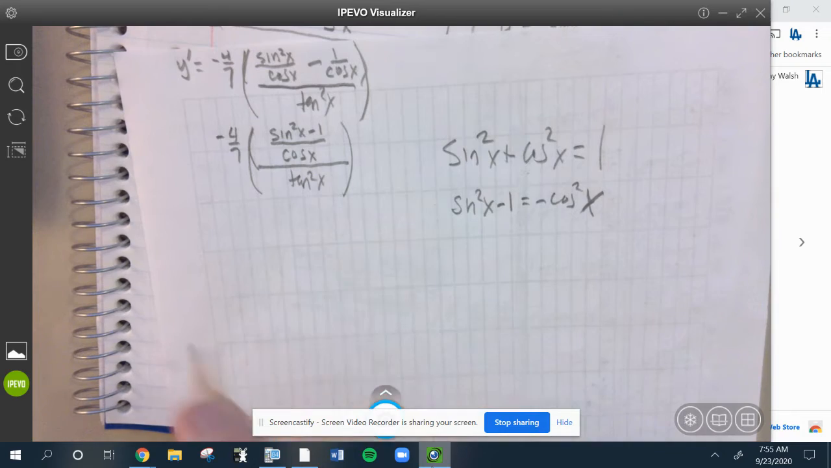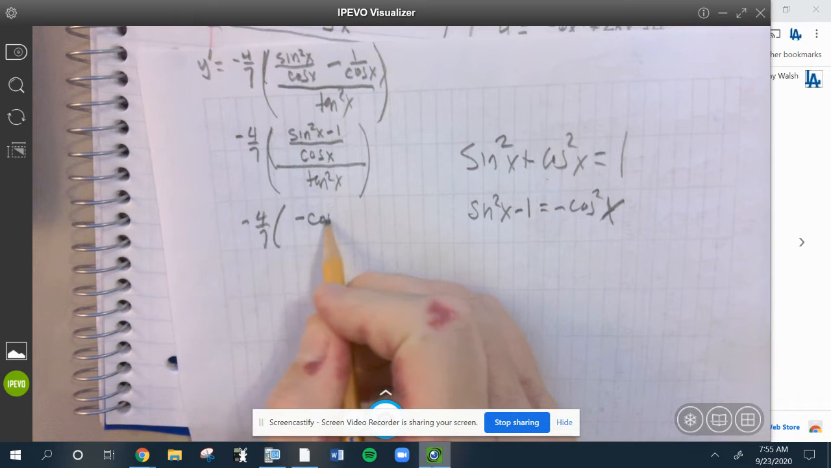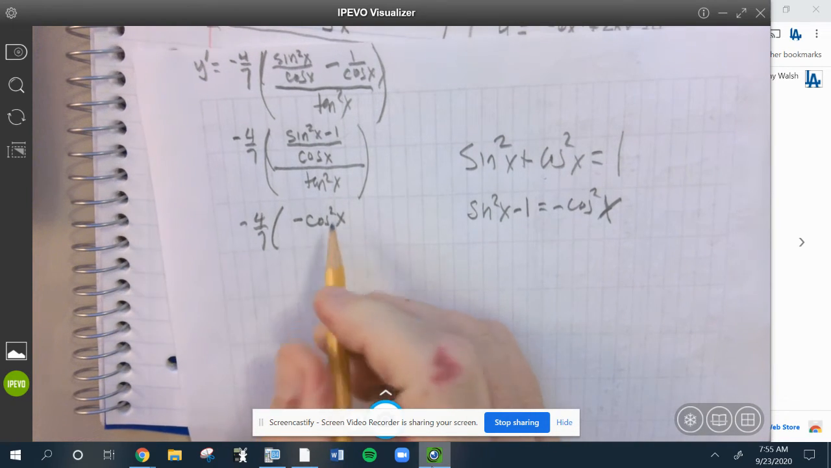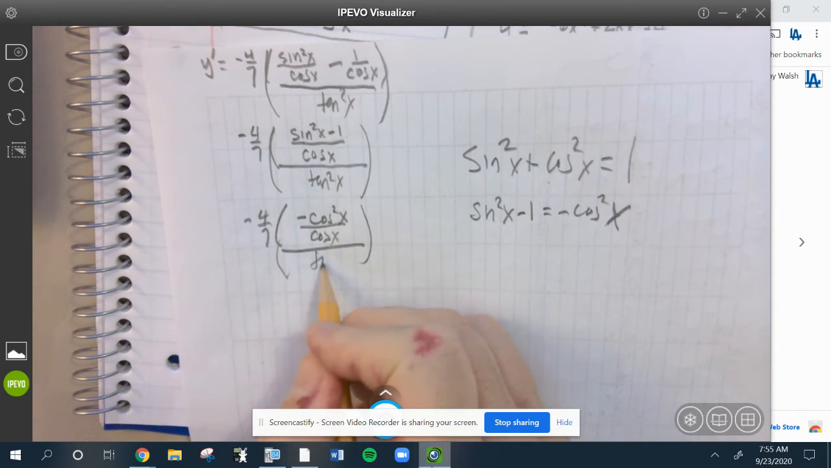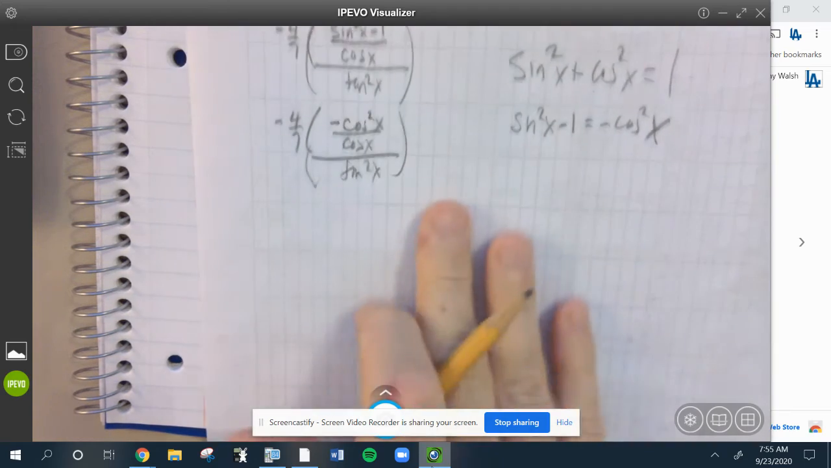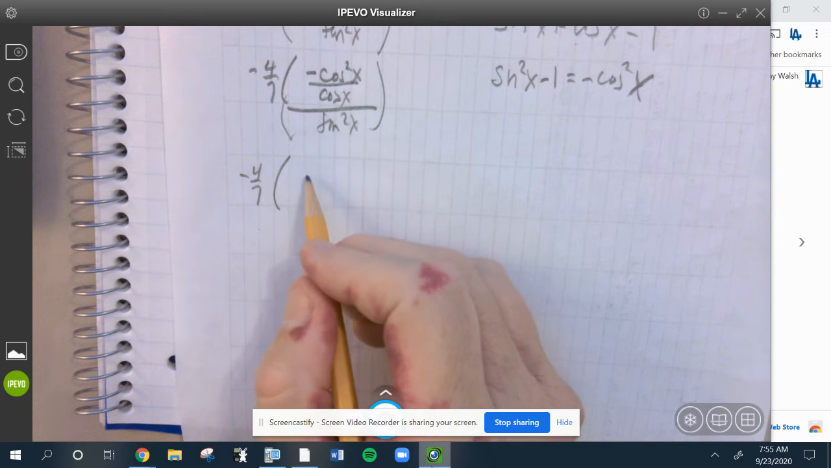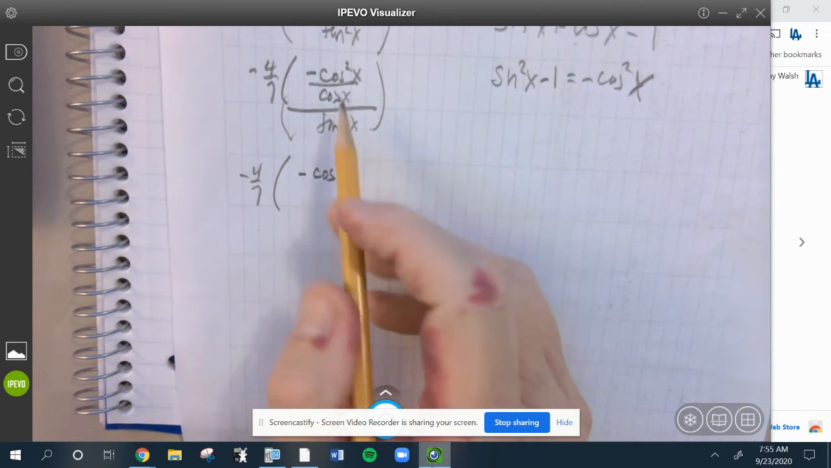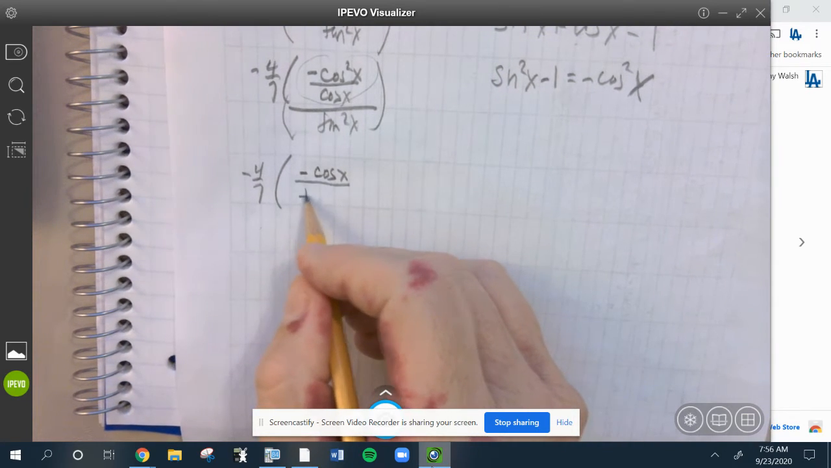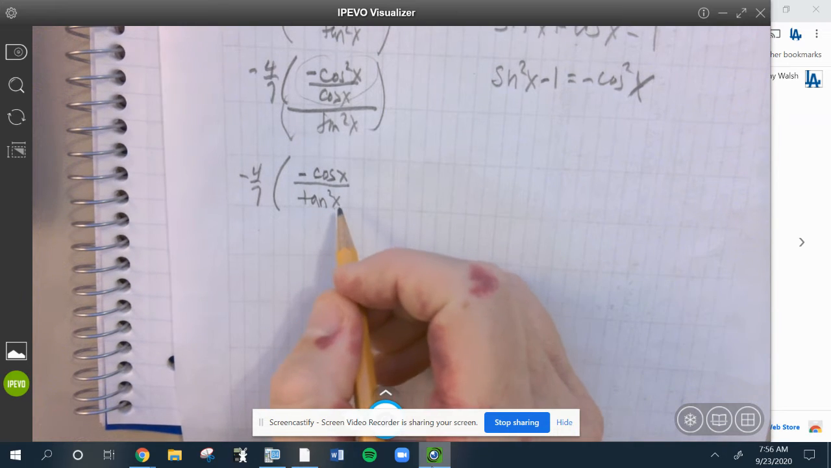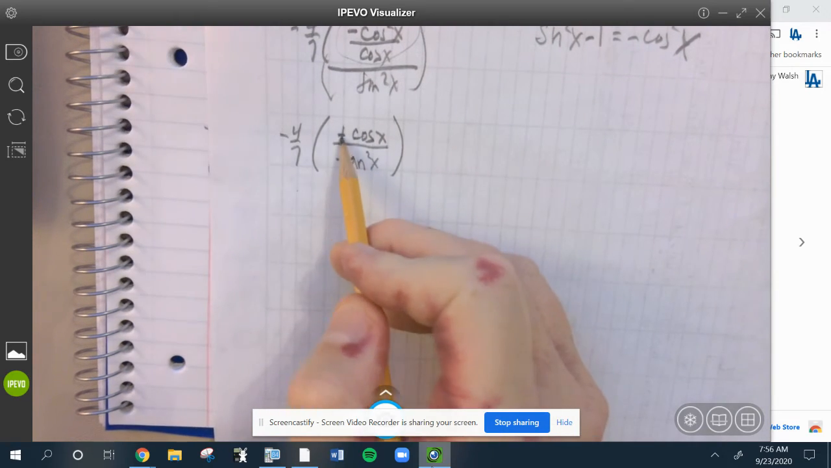So this is negative 4 over 7 times negative cosine squared x over cosine. So that looks good. Still all over tangent squared. So negative 4 over 7. And now this simplifies into negative cosine, this part. One of the cosines canceled, over tangent squared x. Negative times a negative.